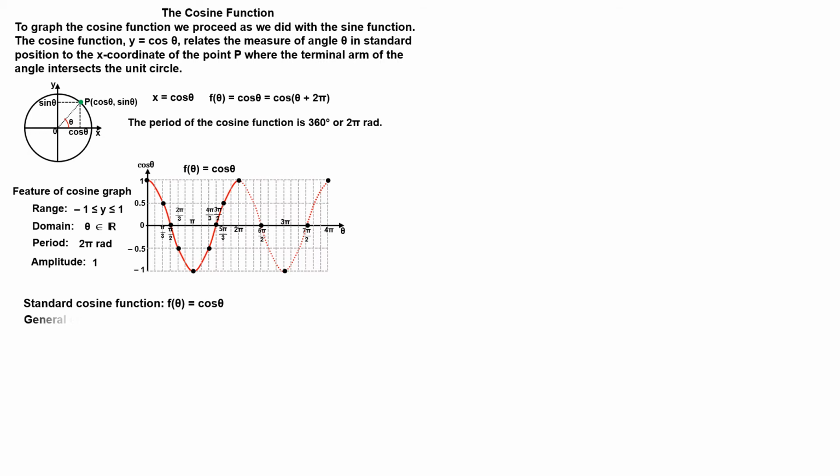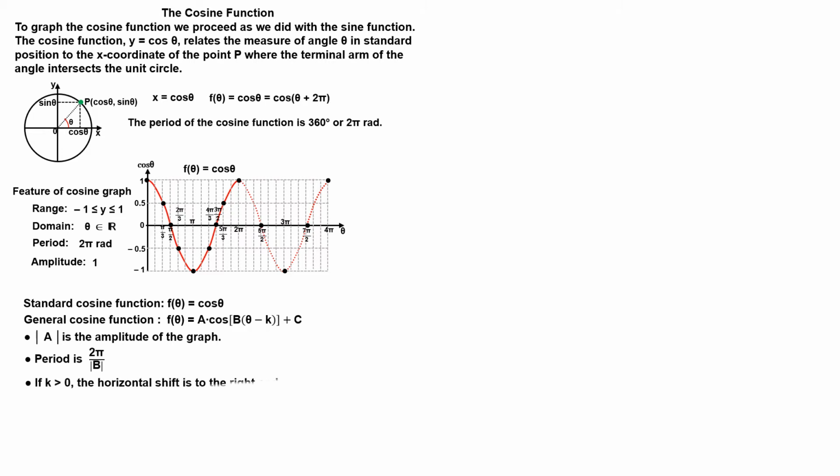The general cosine function is the name given to any curve that can be written in the form. The number a in front of cosine is the amplitude of the graph. The number b in front of theta minus k affects the period of the function. The number k is the horizontal shift, which may also be called phase shift. If k is greater than 0, the horizontal shift is to the right, and if k is less than 0, the shift is to the left.